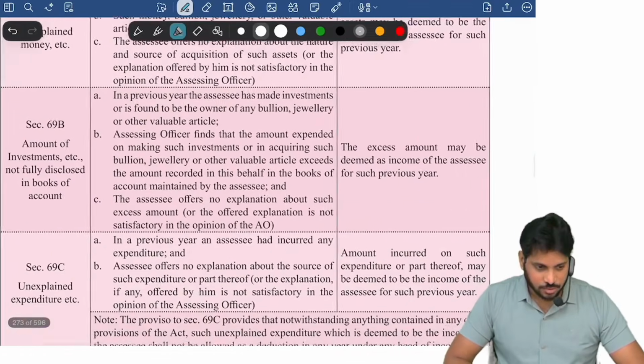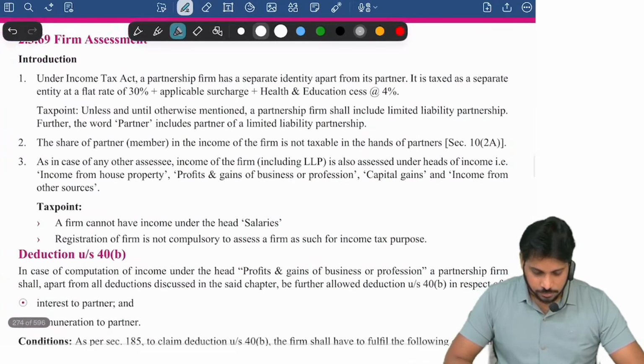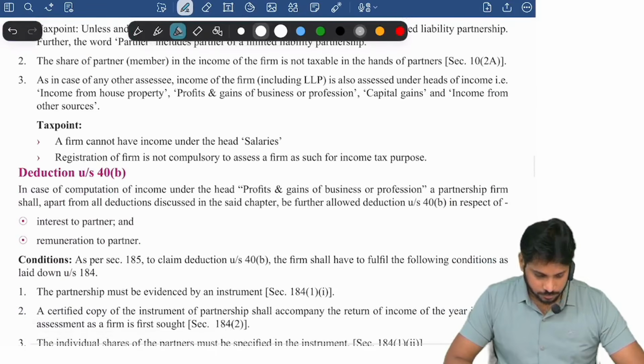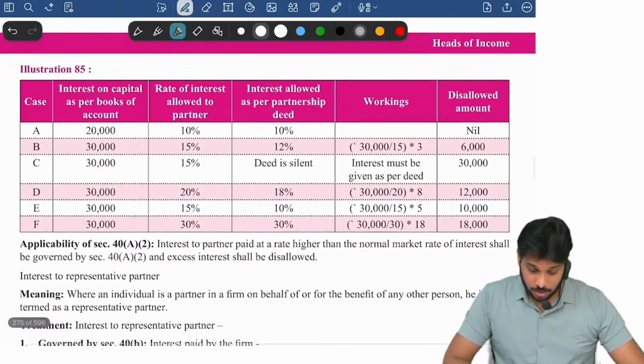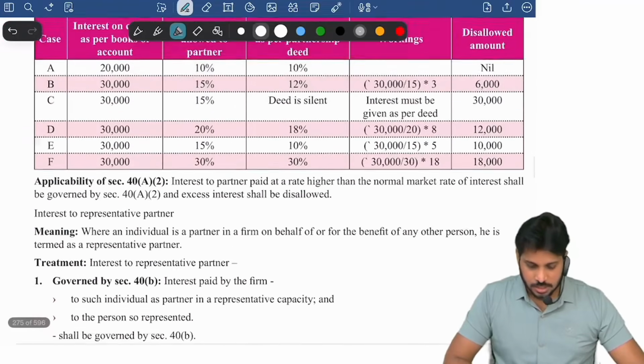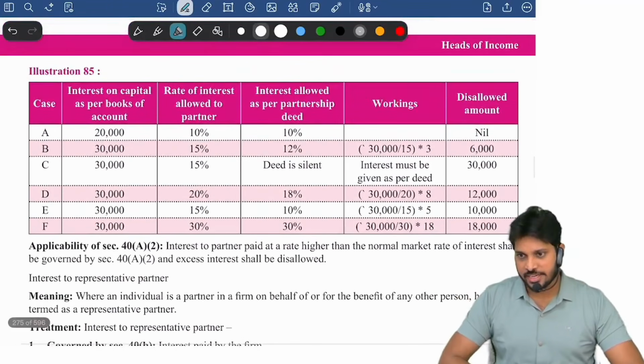That's it. Easy, no? 40B. Shall we do one thing? We'll take some 10 minutes break and then continue.